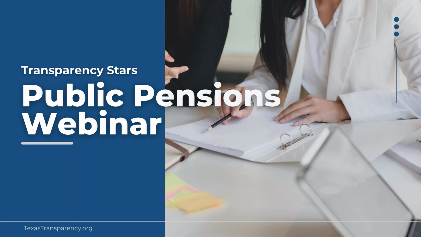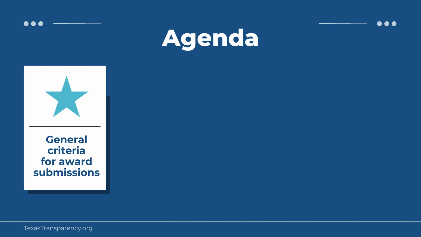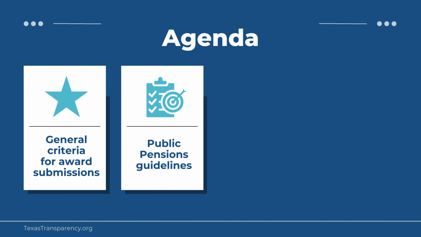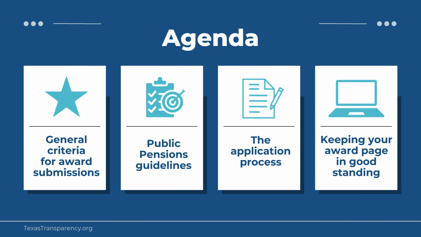This webinar is hosted by the Data Analysis and Transparency Division of the Texas Comptroller of Public Accounts. This will be the third in a series of webinars dedicated to instructing applicants on the criteria and application process for the Comptroller's Transparency Stars program. Specifically, this video will cover the Public Pensions Award application process. This webinar will cover the following items with regards to the Public Pensions Transparency Star: general criteria for award submissions, public pensions guidelines, the application process, and keeping your award page in good standing.